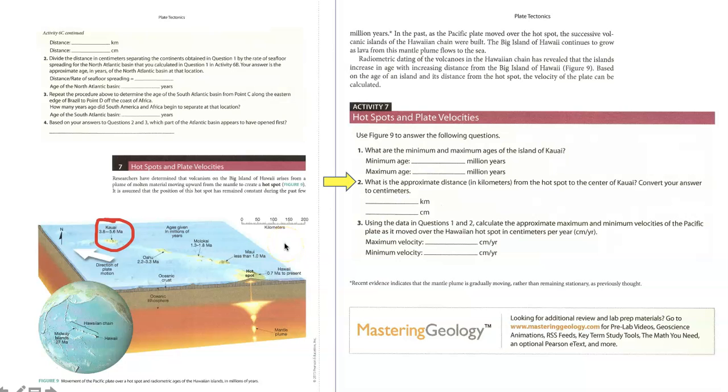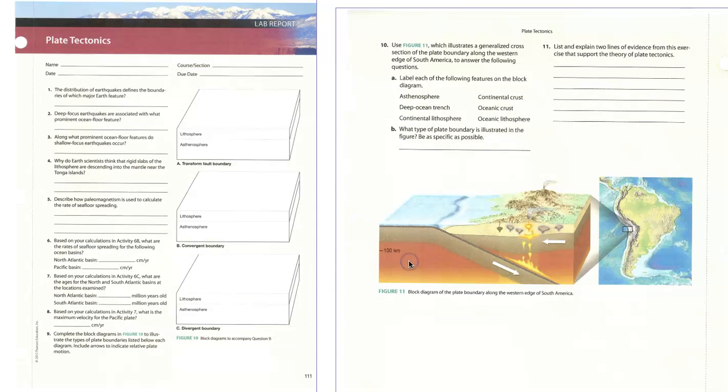What is the approximate distance in kilometers from the hotspot to the center of Kauai? So the hotspot is currently under the large island of Hawaii. So you have to figure out this distance. Now sometimes students get confused because they see the centimeter thing here and they just measure it on the paper. That is not what I want you to do. I want you to use this scale to figure out how many kilometers it is from here to here. Then, once you get an answer, I want you to convert that to centimeters like you did in the previous problem. Once you've done that, you can figure out the maximum speed or velocity by taking distance over time.